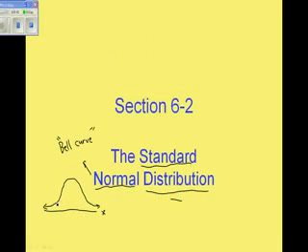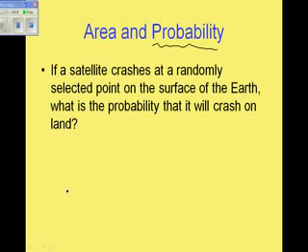There's a word you may remember from algebra. The curve gets closer and closer to the x-axis, but it never actually touches it. And areas under the curve, we're going to be computing areas under the curve. This is going to somehow represent probability. Now why? Well, here's an example. Suppose a satellite crashes at a randomly selected point on the surface of the Earth. What is the probability that it will crash on land?